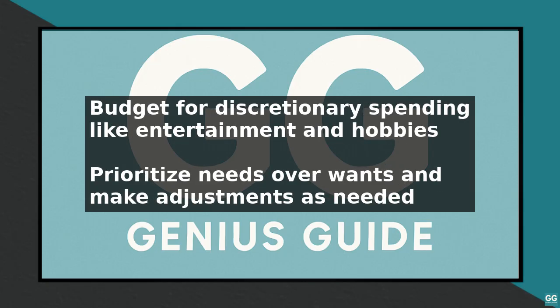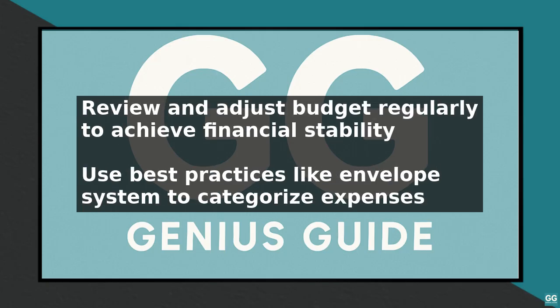A key concept in zero-based budgeting is the 50-30-20 rule, where 50% of your income goes towards necessary expenses, 30% towards discretionary spending, and 20% towards savings and debt repayment. To illustrate this, suppose you earn $4,000 per month. You would allocate $2,000 towards necessary expenses, $1,200 towards discretionary spending, and $800 towards savings and debt repayment.